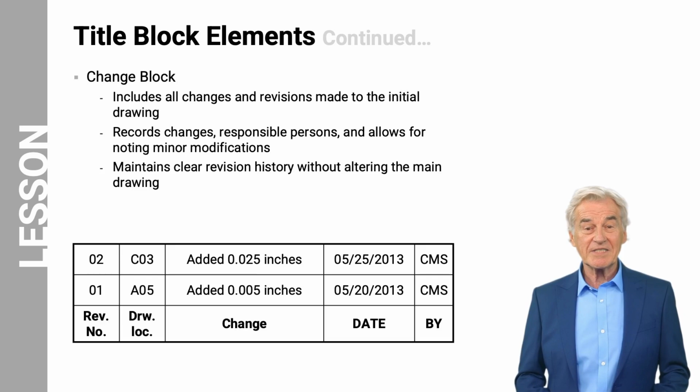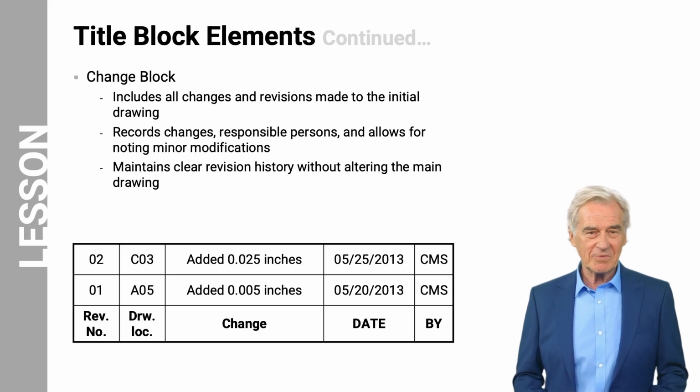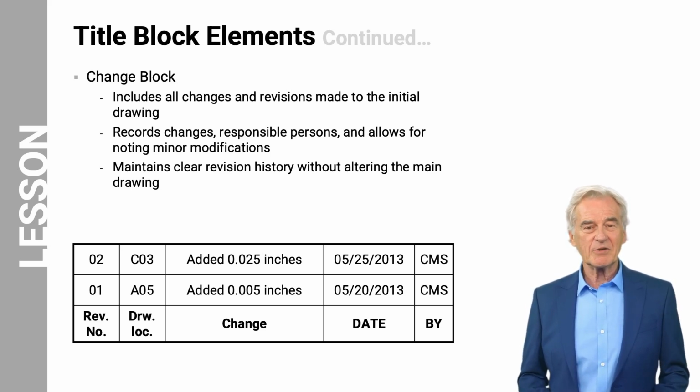The change block is defined as that area in the blueprint that includes all changes and revisions made to the initial print. The change block will be present in blueprints whose revision number is greater than 0. The change block is relevant in all blueprints to accurately track all the changes made on the blueprint along with the person who made the change or the initials.